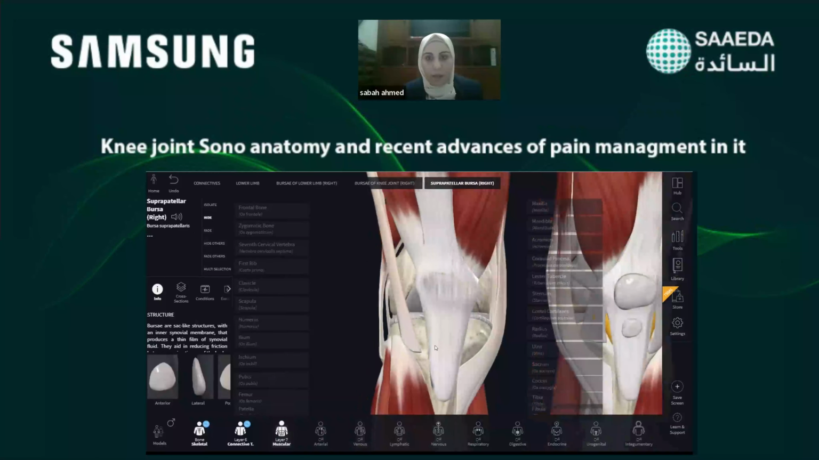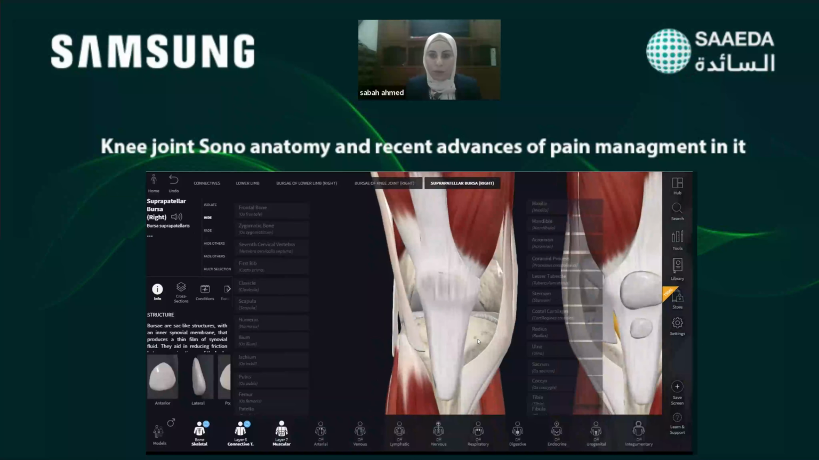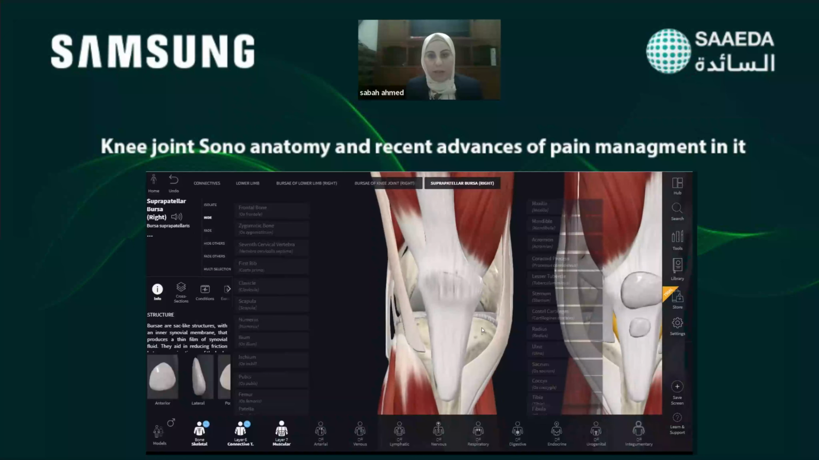Okay. So as we said, we should divide the knee joint into anterior, medial, lateral, and posterior compartments. Regarding the anterior compartment, the largest muscle here and the tendon that is attached to the patella is called the quadriceps tendon. Quadriceps tendon, this one. It comes from the merging of four muscles.